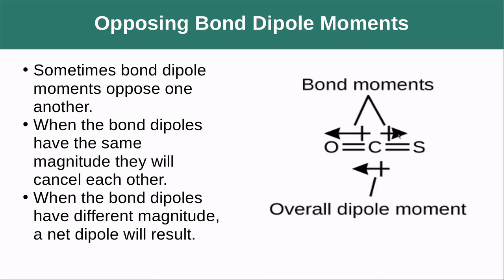Sometimes the dipoles can oppose each other but just have different magnitudes, in which case you're going to wind up with a dipole moment that's smaller than this one, but you're still going to have an overall dipole moment for the molecule.